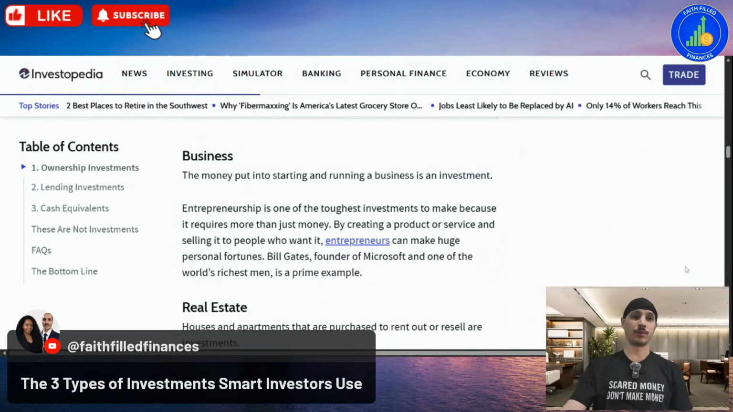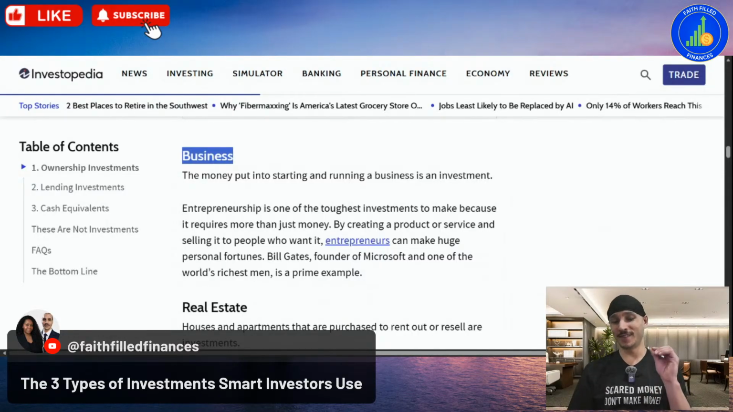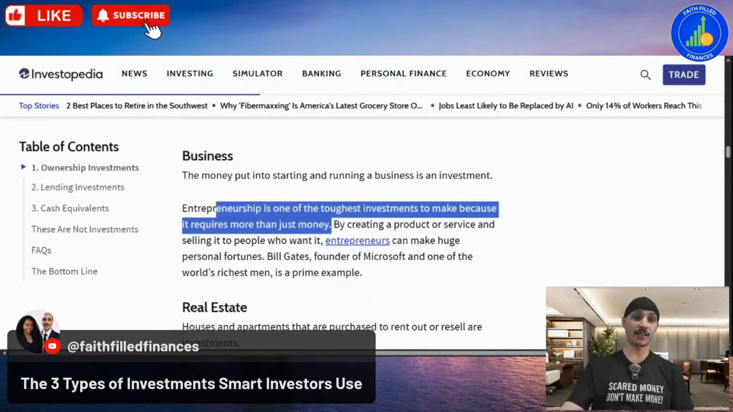Now, under the first type of investment, we also have business. Business. Let's go. The money put into starting and running a business is an investment. Entrepreneurship is one of the toughest investments to make because it requires more than just money. That's big facts. Big facts.